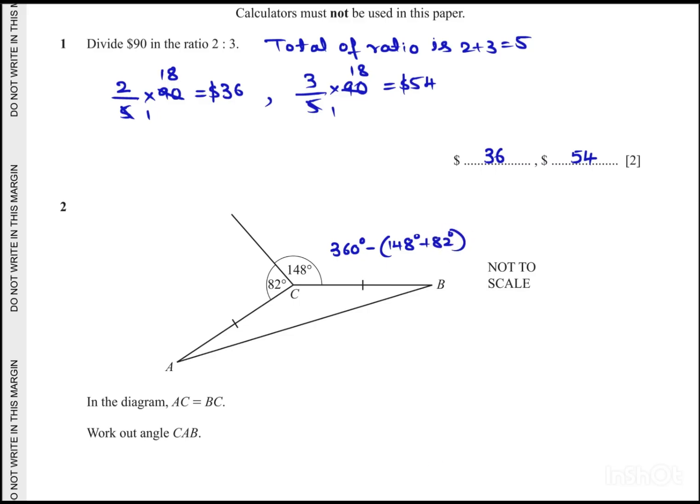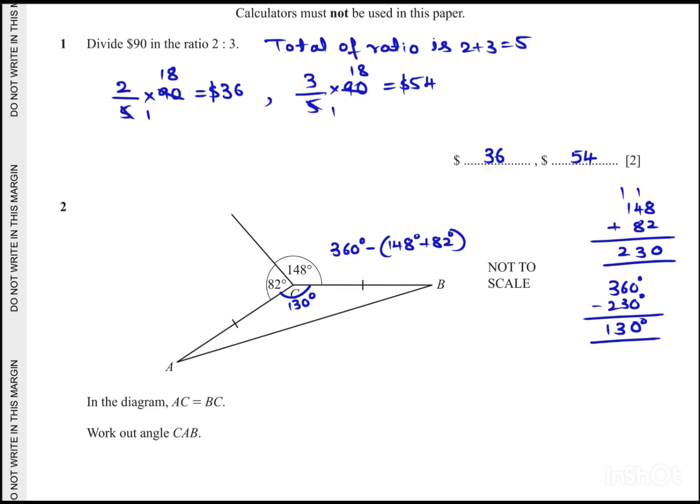So what is the sum of 148 plus 82? Find out. 8 plus 2 is 10. 1 carried over. 8 plus 4 is 12. 12 plus 1 is 13. 1 carried over. 230. So 360 minus 230 will be 0 minus 0 is 0. 6 minus 3 is 3. 3 minus 2 is 1. 130 degrees. So this angle is 130 degrees. Angle ACB is 130 degrees.